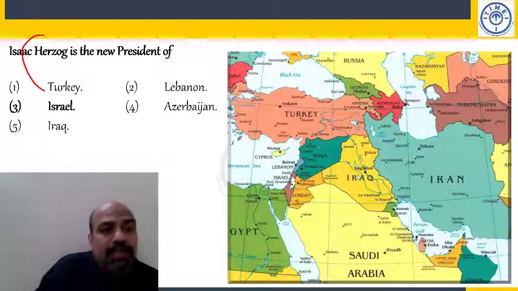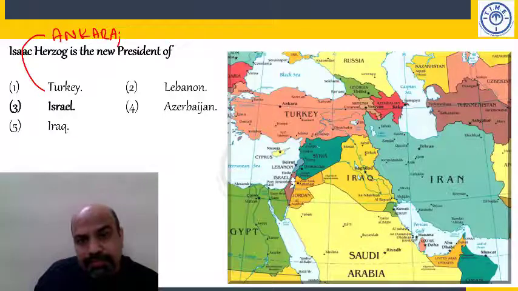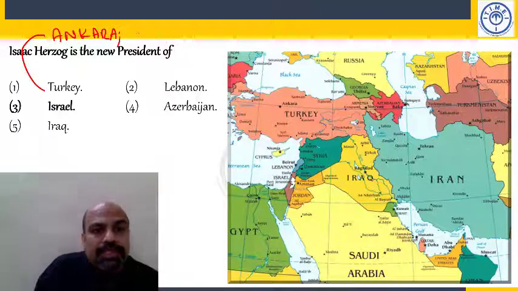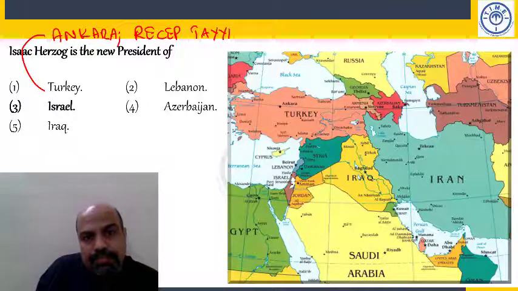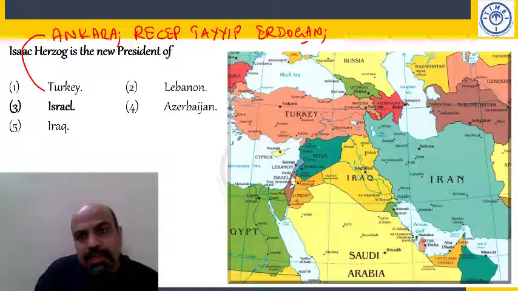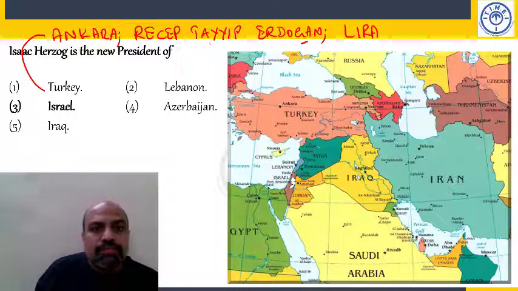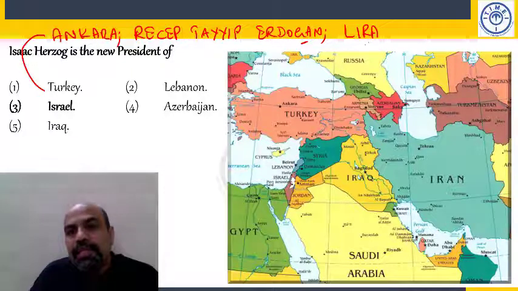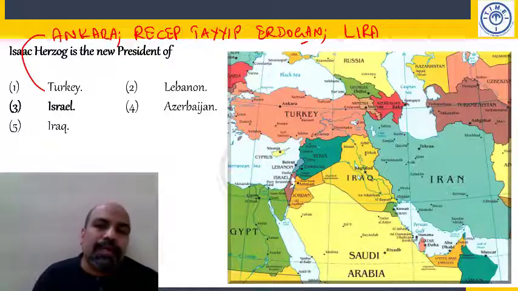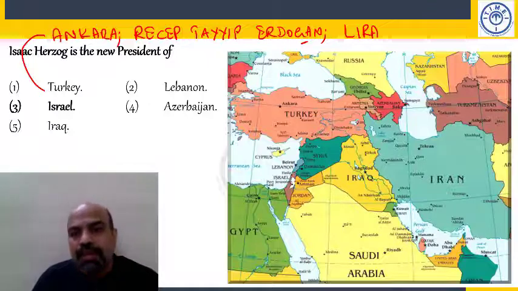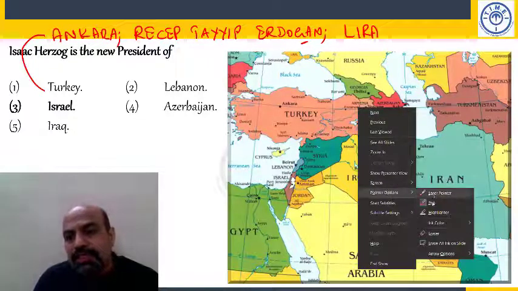Turkey's capital is Ankara. You see this city in the middle of the country. This is Ankara. The president is Recep Tayyip Erdogan, the G is silent, or pronounced with an H. The currency is lira. So you have capital Ankara, the president Recep Tayyip Erdogan, and lira being the currency. Turkish lira, it's called.